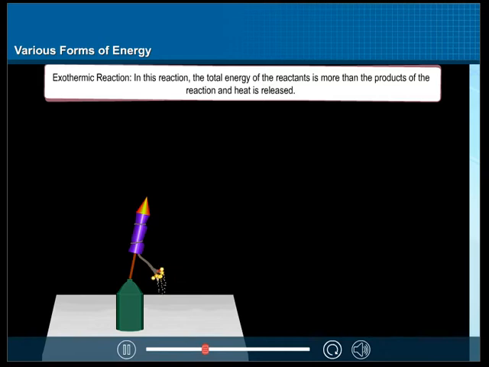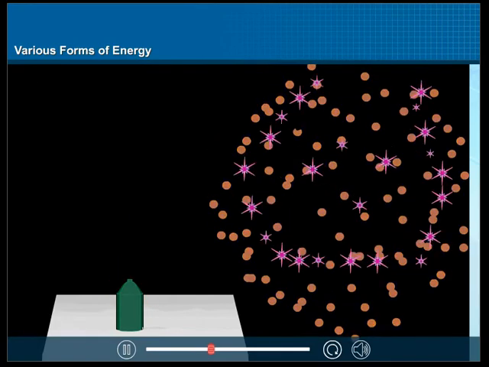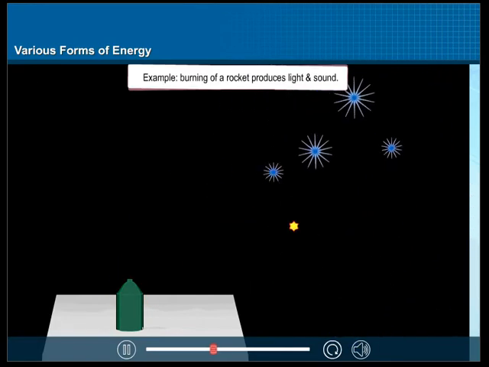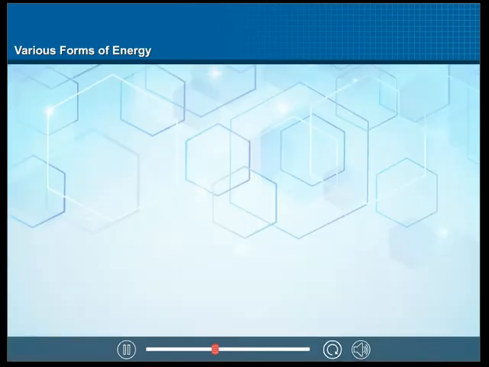Exothermic reaction. In this reaction, the total energy of the reactants is more than the products of the reaction and heat is released. For example, burning of a rocket produces light and sound.